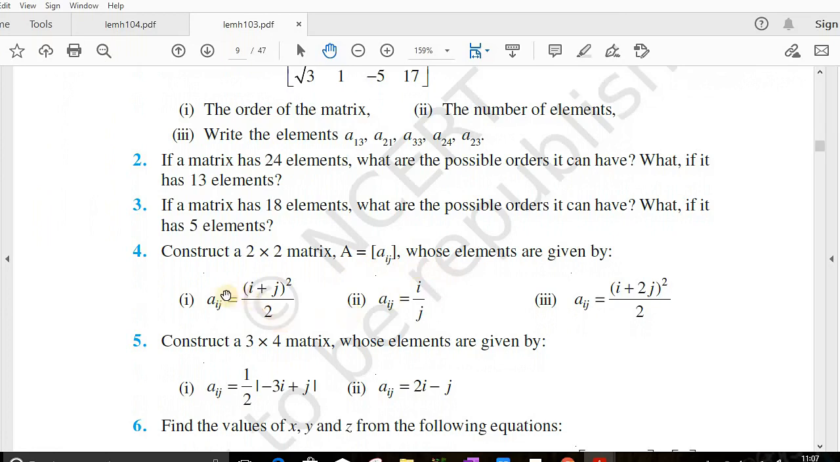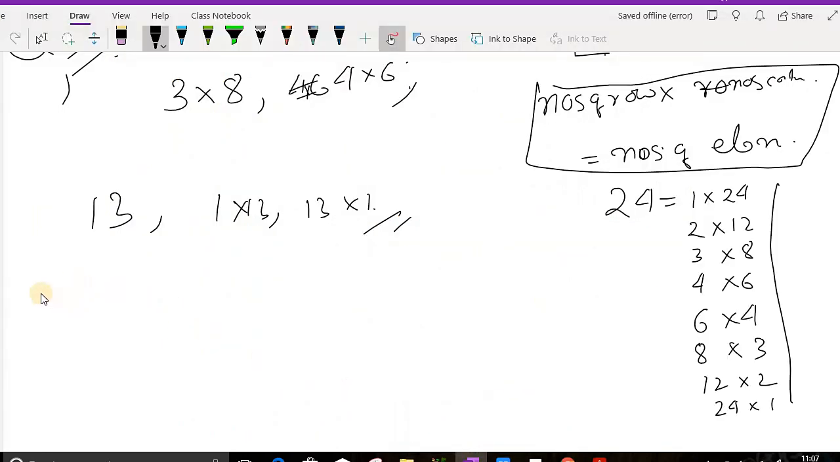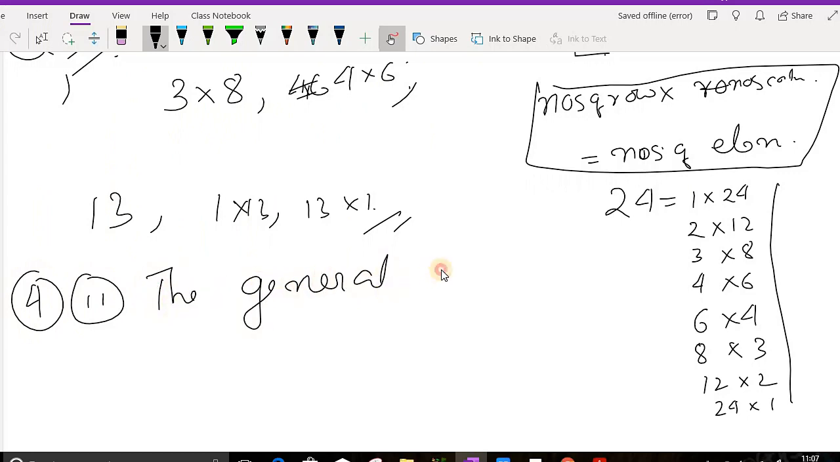Construct a 2 by 2 matrix whose elements are these. I'll do only one of them. Which one is the easier one? I'll do the second one. I feel it is easy. It will be faster. So, question number 4. You have to write a 2 by 2 matrix. First of all, you have to write the general 2 by 2 matrix.